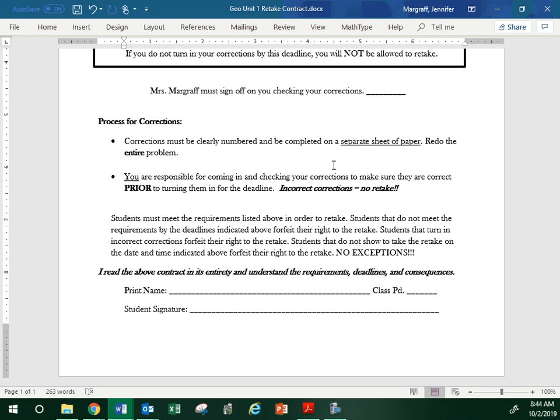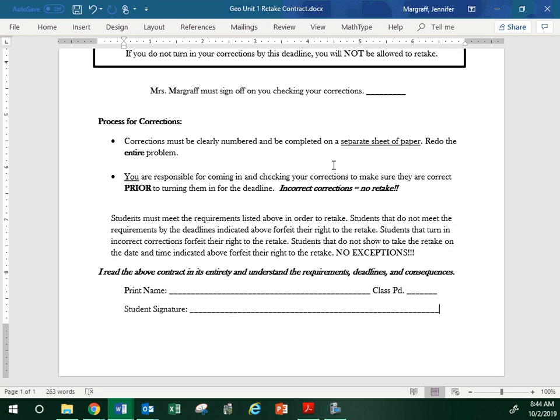Now, once you have finished your corrections, then you actually have to come in and check it with the key. Because if you're still doing it wrong, then what's the point of retaking if you're still going to get it all wrong? So once you do your corrections, you come in and check it with the key and make sure that you did it correctly, and then fix any mistakes that you've made so you don't make those same mistakes on the test.